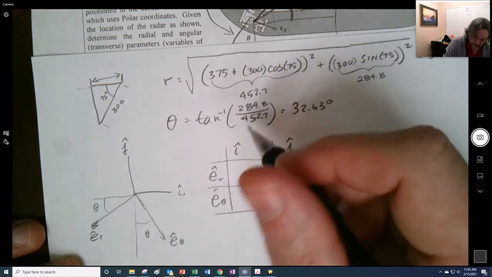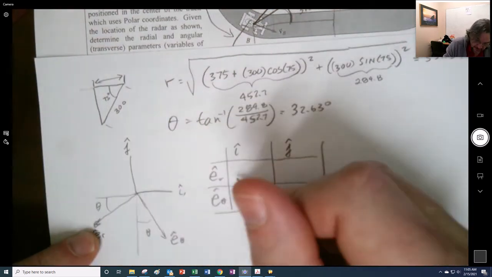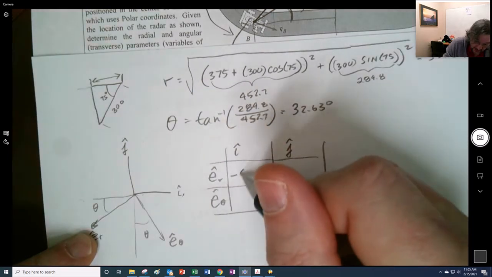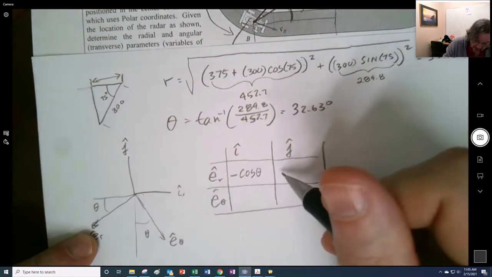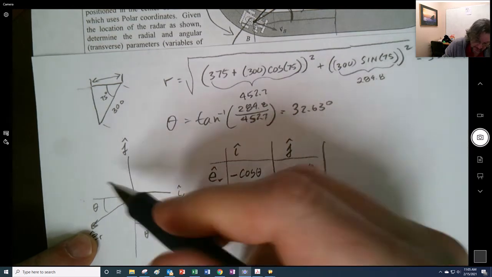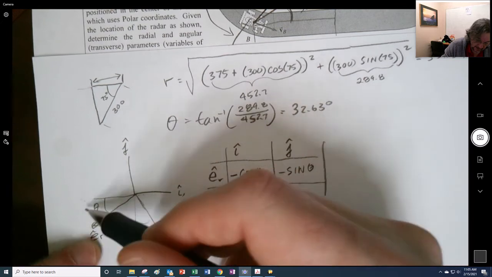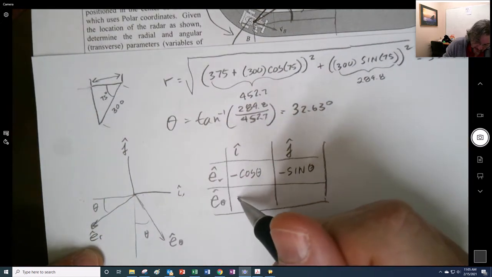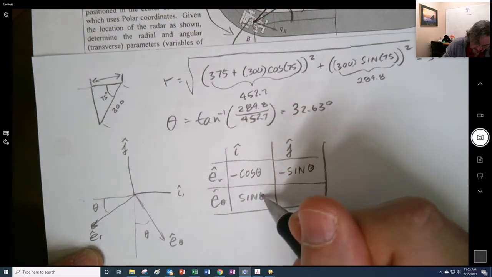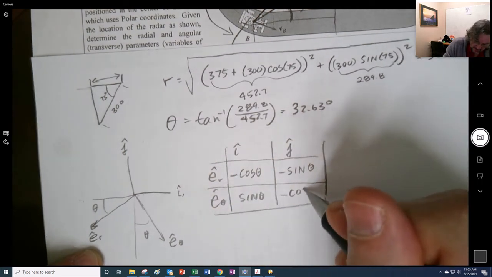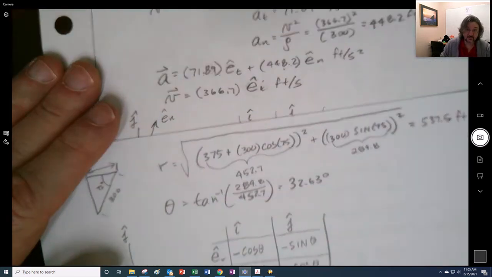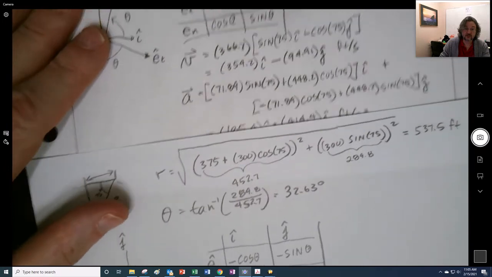e_r should be the negative cosine, right, for i, because it's in the negative i direction. So negative cosine of theta. And then for j it's going to be negative sine of theta, because it's going downwards in j. And it's opposite over here: this is going to be the positive sine of theta, and this is the negative cosine of theta. So we apply those to what we found over here.